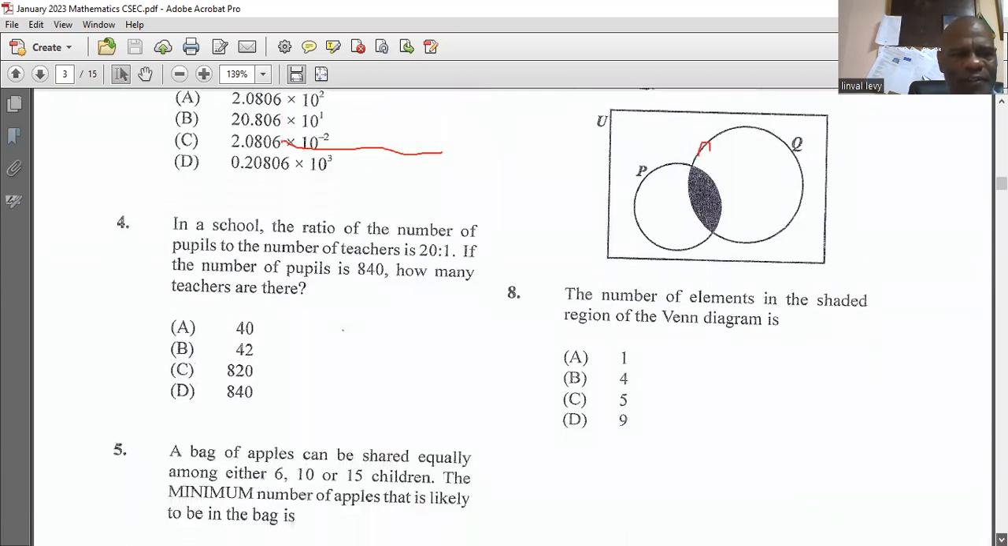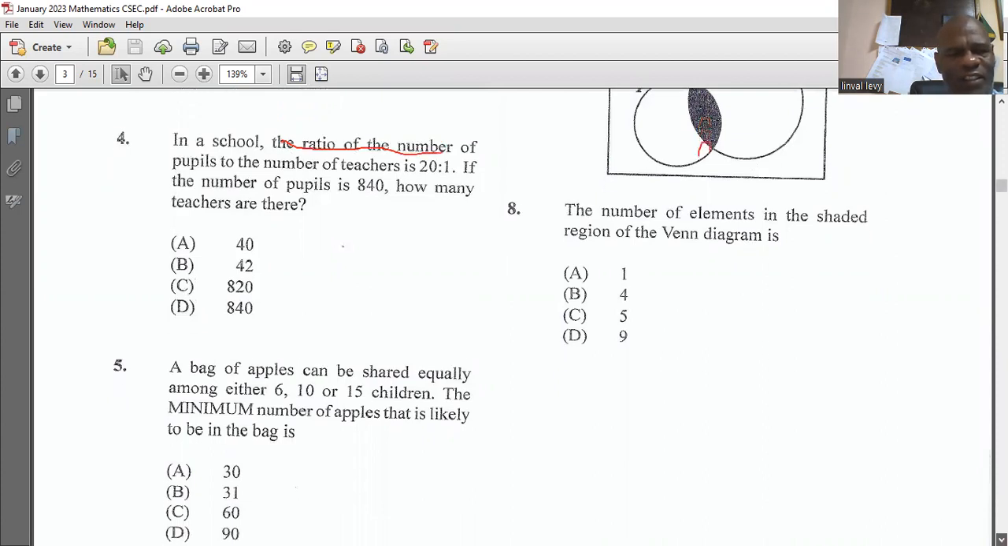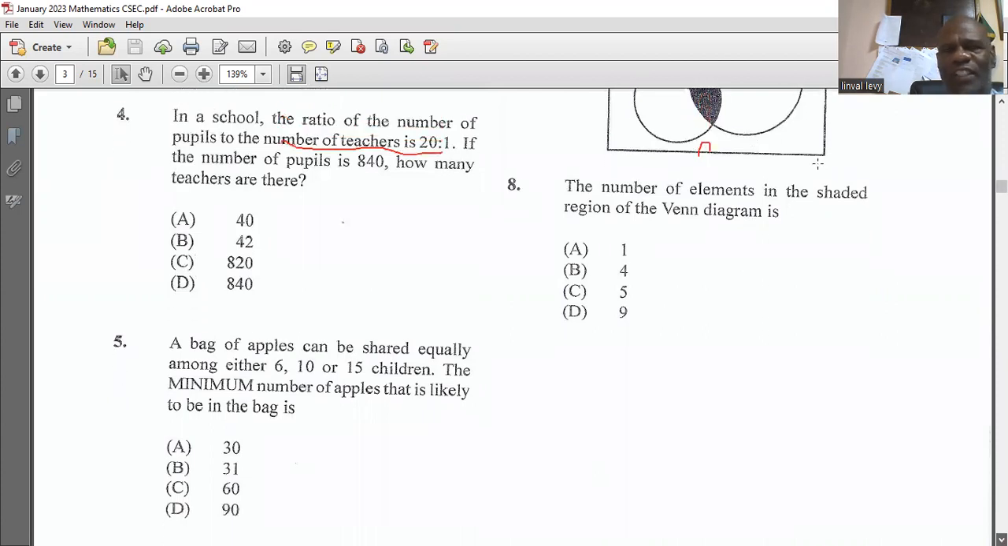All right. Let's look at number 4. The number 4 says, in a school, the ratio of the number of pupils. So we look at that. Well, let me get my pen. Move up a little more so that I can work through. Good. So I get this. Hold on, let me try something there. All right. But I will get it for the next time.